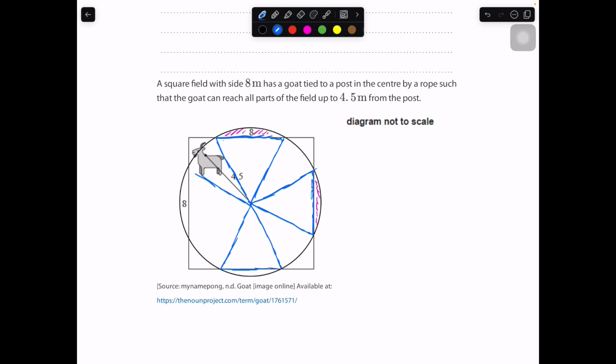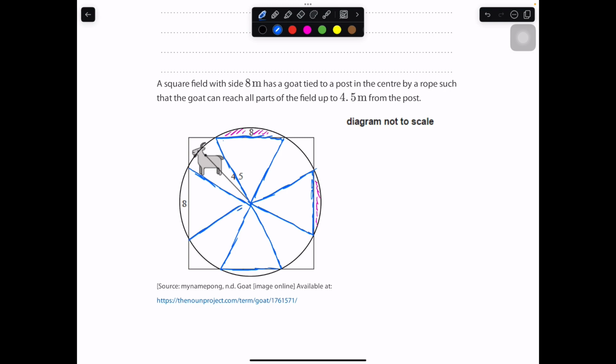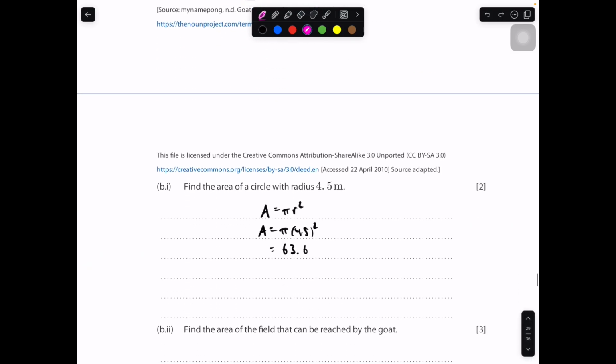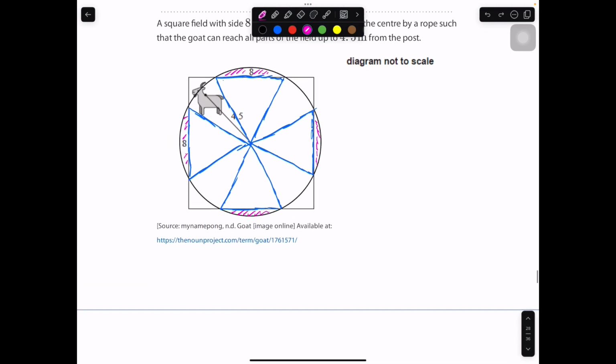Okay, so here we go. Oops. Alright, so we see that the goat can get to everything essentially within this circle. There's some parts that they can't get to though. They can't get to this, and they also can't get to this. So this is kind of interesting. The question marks, find the area of the field that can be reached by the goat. The area of the field.